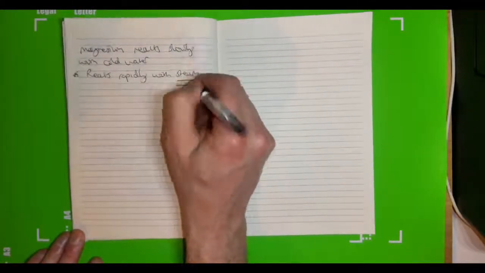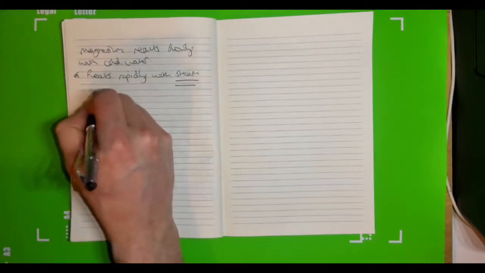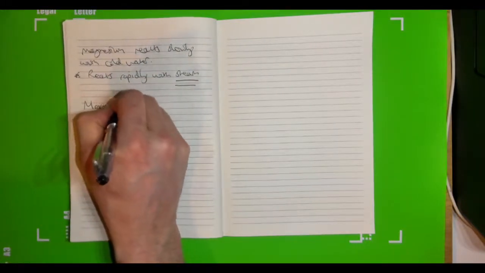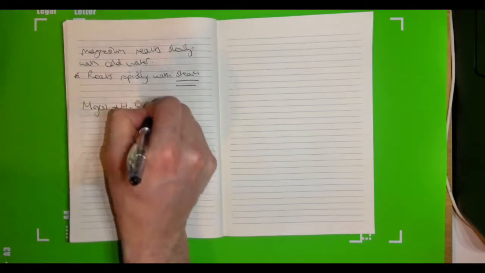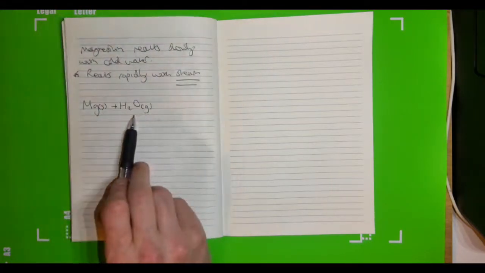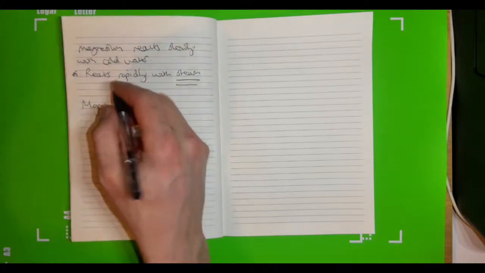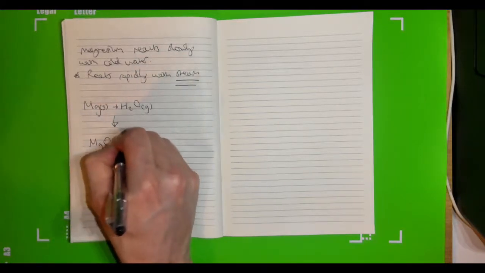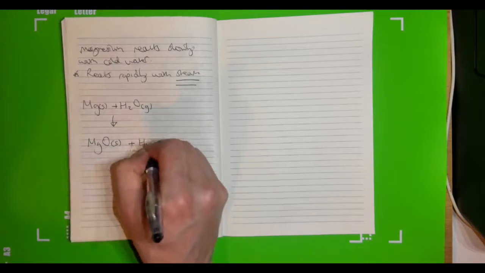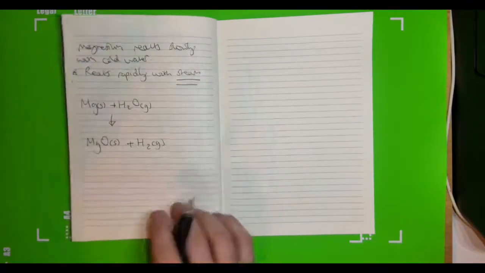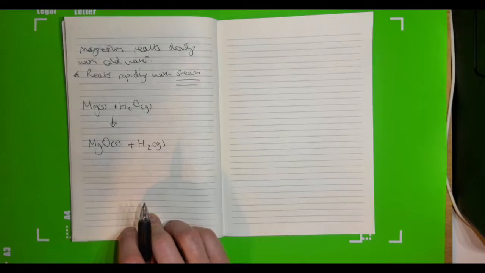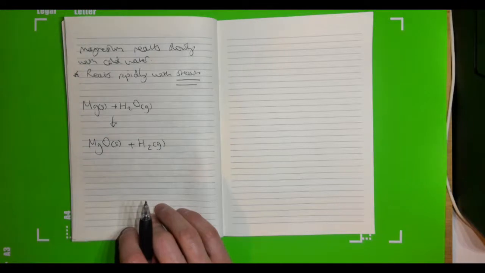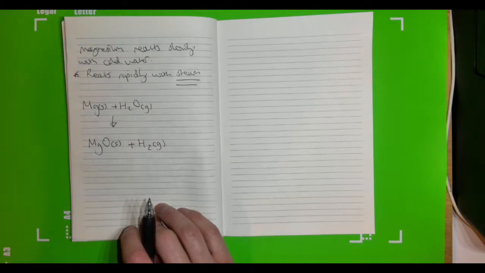This is just with steam. Notice that steam here, I've used H2O gas instead of H2O liquid. So we do not get a hydroxide, we get the metal oxide instead. And again, we get hydrogen gas. Okay, now if we compare the reaction of calcium, calcium reacts even more vigorously. And the reason for that is because calcium is more reactive than magnesium.